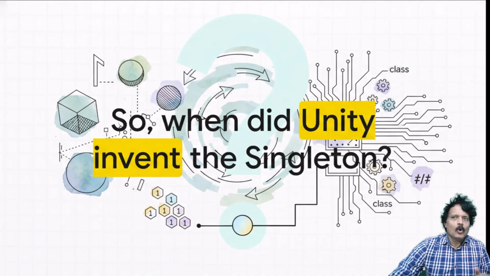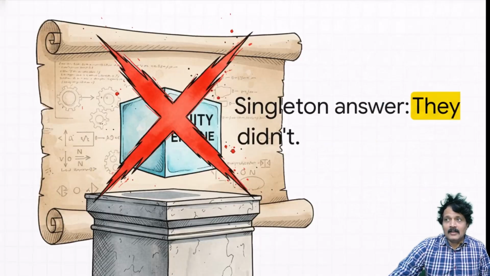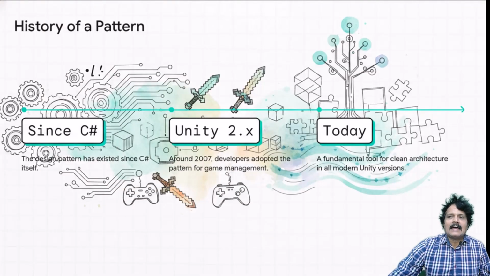Now this pattern is so common and so useful in Unity, it kind of makes you wonder, right? When did the team at Unity invent this brilliant singleton idea? Well, here's the twist. They didn't. This isn't some special Unity-only feature. It actually is something much older and much more fundamental to programming itself. See, the singleton is a classic software design pattern. It's an idea that's been around since the very early days of C#. So when Unity started getting popular, smart developers just brought this existing powerful pattern with them because it was a perfect tool for managing a game. And today, it's still a fundamental part of building clean, organized projects.